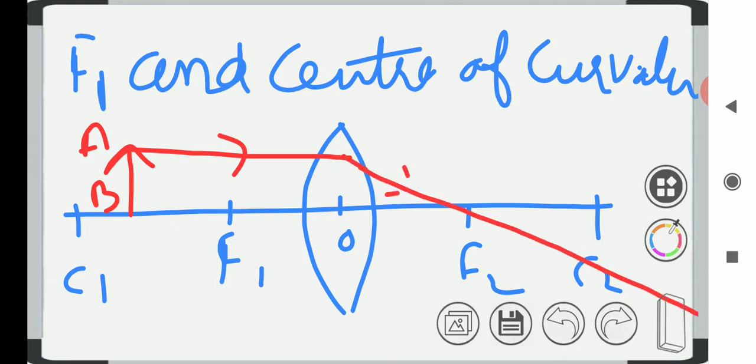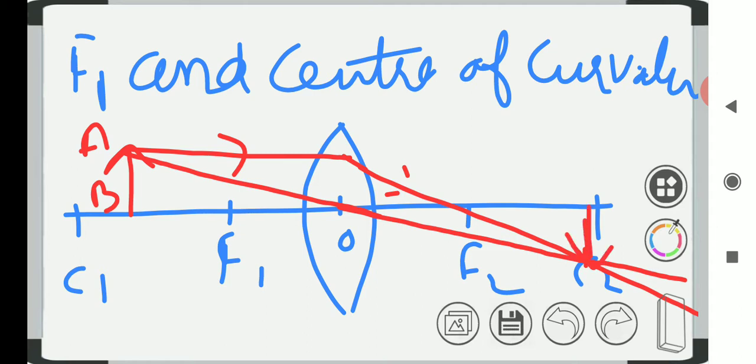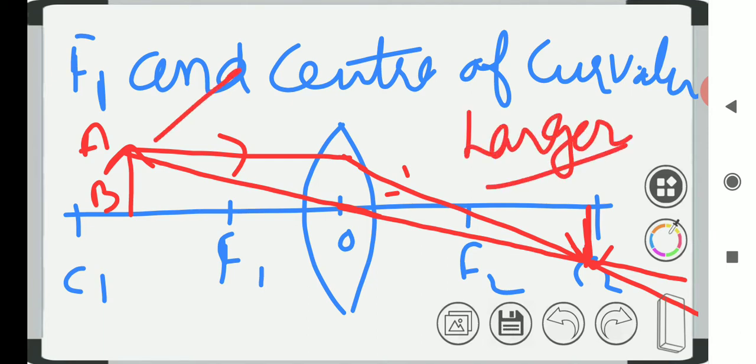The second ray of light passes through the optical center. They intersect each other at a point, and where they intersect each other, the image will be formed. So they will intersect beyond the center of curvature of the second sphere, and the image here is a little bit larger than the object. Again it is real and it is an inverted image.